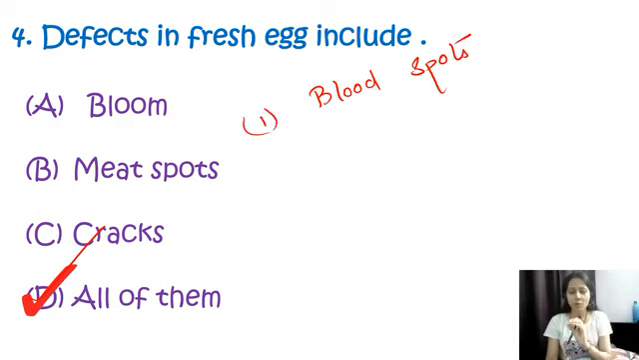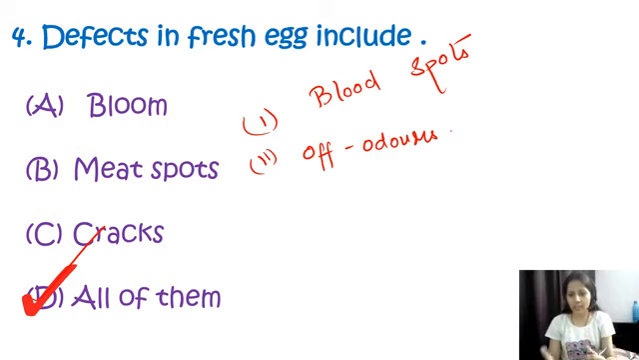Blood spots mean a small spot of blood which is found in the egg, or we can say in the yolk. Meat spots mean a small piece of tissue which is found in the egg white. Even the off odors, which means the unpleasant smell indicating the spoilage or contamination of the egg, or the thin albumins or cloudy albumins. So there are more such defects. So over here my correct answer is D, that is all of them.